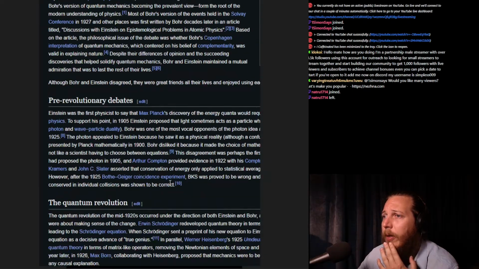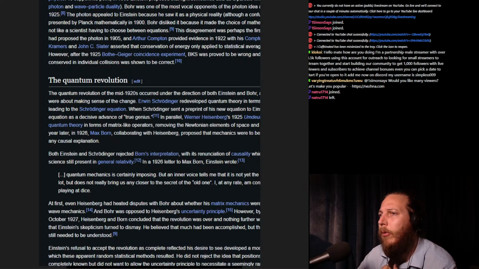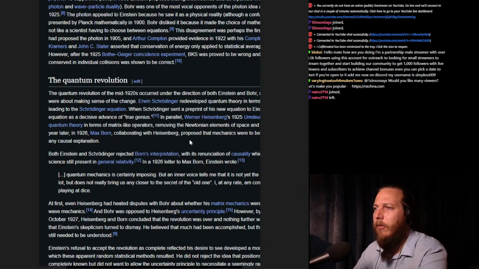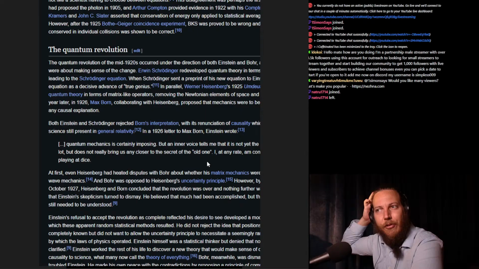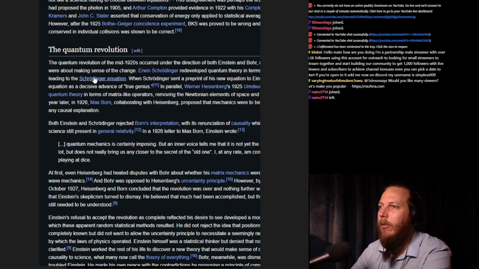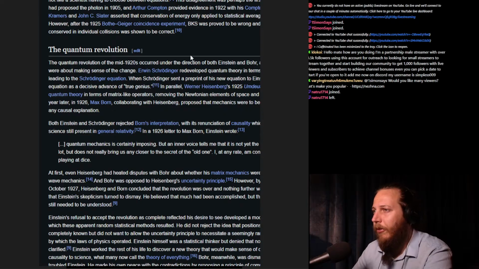Is this a Bohr-Einstein debate pre the quantum revolution? And their post-revolutionary debates were about making sense of the change. Erwin Schrödinger had redeveloped quantum theory in terms of wave mechanics formulation, leading to the Schrödinger equation. When Schrödinger sent a reprint of his new equation to Einstein, Einstein wrote back hailing his equation as a decisive advance of a true genius.